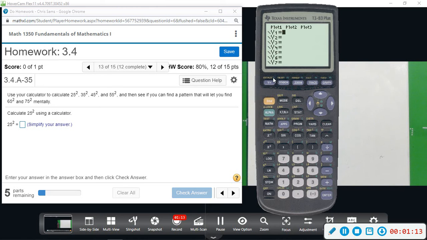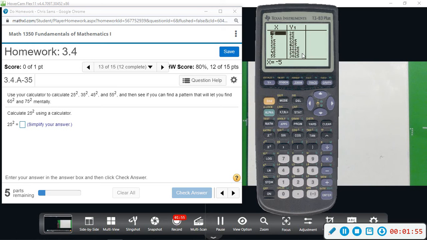Go to y equal, we're going to tell it to do x squared, so x being any number. I'm also going to set the table window. I'm going to start with 25. That's the first one we're doing, and we wanted to count by tens because we went from 25, 35, 45, 55. Okay, so we're going to count by 10. Then we're going to do second and graph to see the table. I'm going to scroll up a little bit because I don't want to see those ones at the bottom.